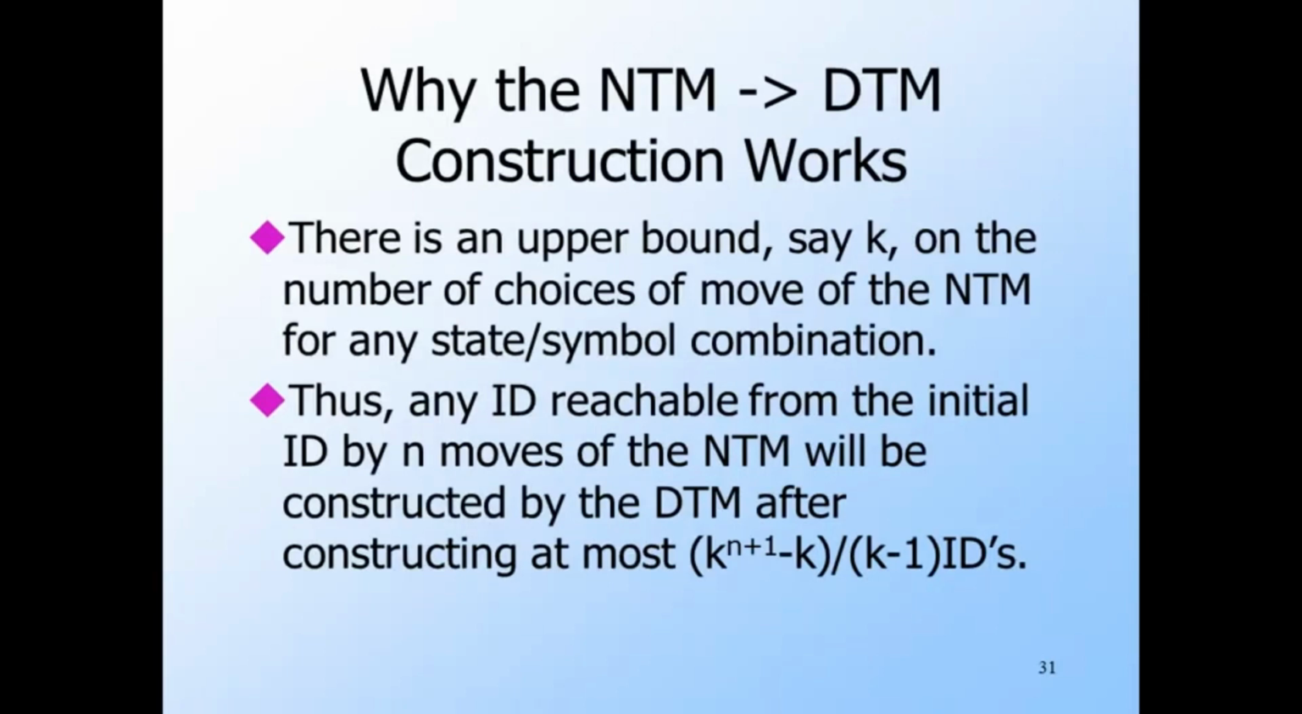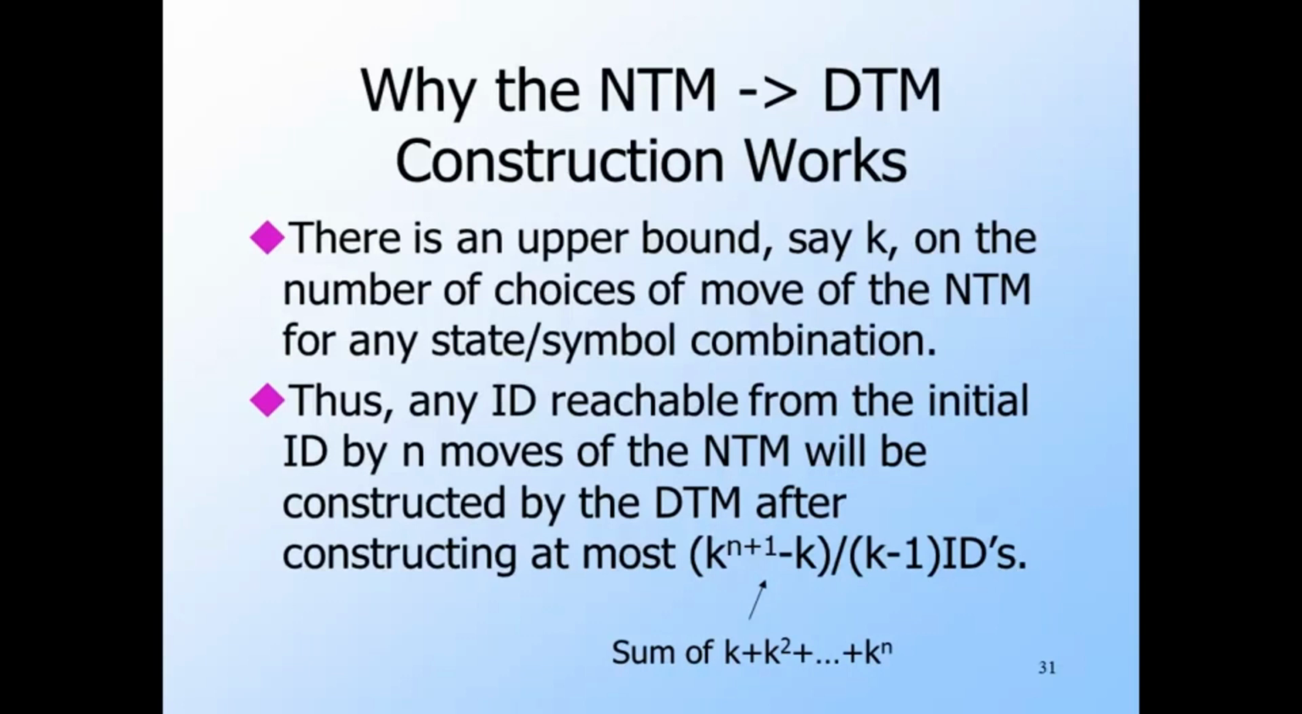However, there is an additional concern that must be addressed. Can we be sure that if any sequence of choices by the non-deterministic machine leads to a final state, then the deterministic machine will eventually follow each ID in the sequence and thus will also accept? To prove that, we first observe that there is an upper bound, say k, on the number of choices of move that the non-deterministic machine has in any situation. Thus, there are at most k IDs reachable after one move, k squared reachable after 2 moves, k cubed after 3 moves, and so on.